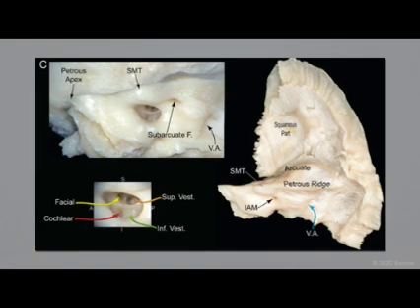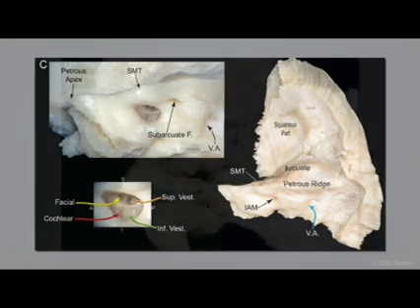Here are some structures that are relevant to the retrosigmoid approach. Of note, the subarcuate artery, a branch of the AICA, enters the subarcuate foramen to feed the osseous structures of the middle ear, and it is considered safe to sacrifice if doing so improves final access to the internal acoustic meatus or the petrous apex. It is also important to realize that the posterior semicircular canal sits just above the vestibular aqueduct.